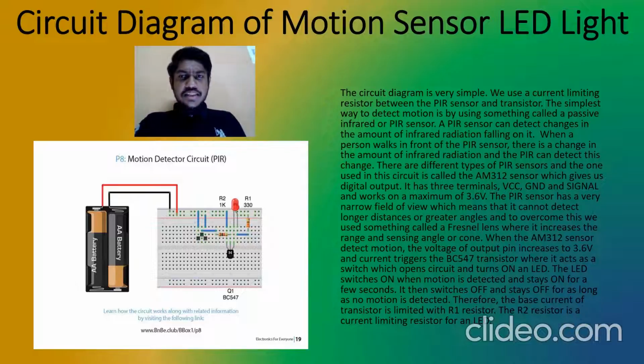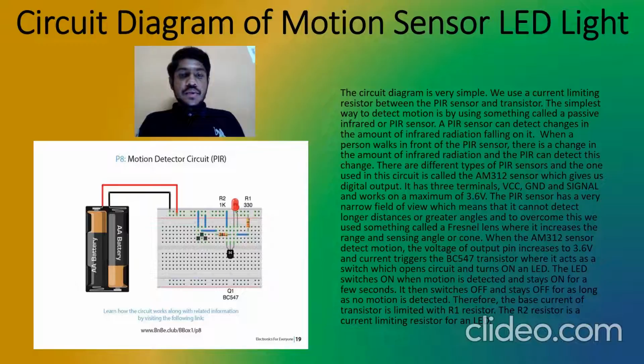The PIR sensor has a very narrow field of view, which means that it cannot detect longer distances or greater angles. To overcome this, we use something called a Fresnel lens, which increases the range and sensing angle or cone. When the AM312 sensor detects motion, the voltage output increases to 3.6 volts and the current triggers the BC547 transistor, which acts as a switch that closes the circuit and turns on an LED.